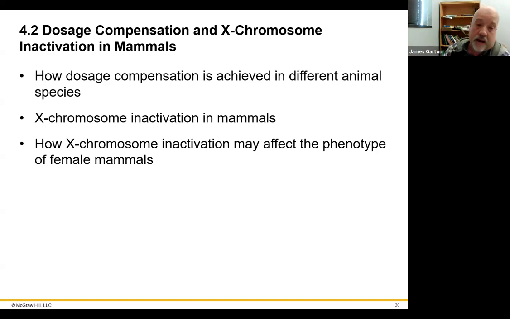There is at least one observed phenomenon that you find in mammals. It's called X chromosome inactivation. If you have more than one X chromosome, all of them except for one will be inactivated, and the genes on it will not be expressed. That's pretty normal in male mammals. In female mammals, that causes some peculiarities.